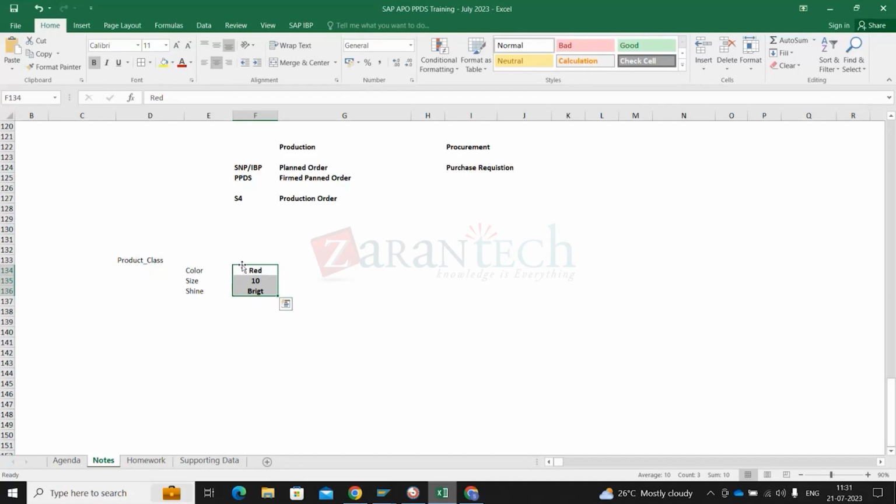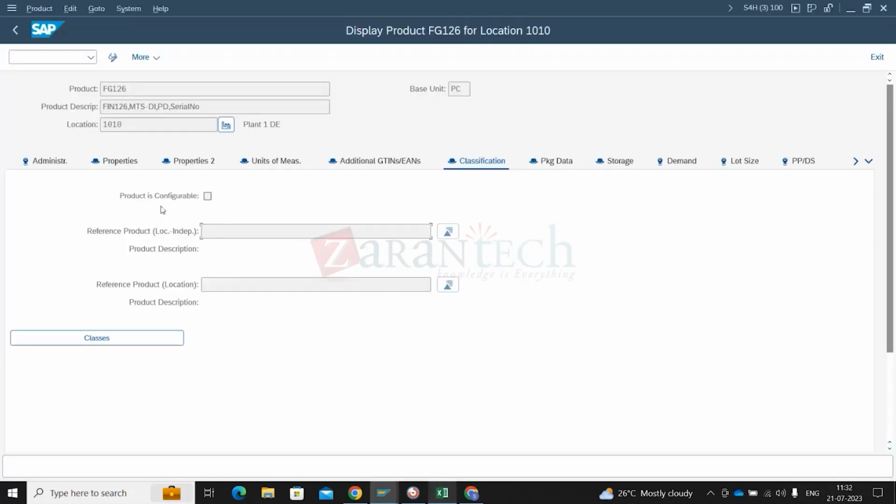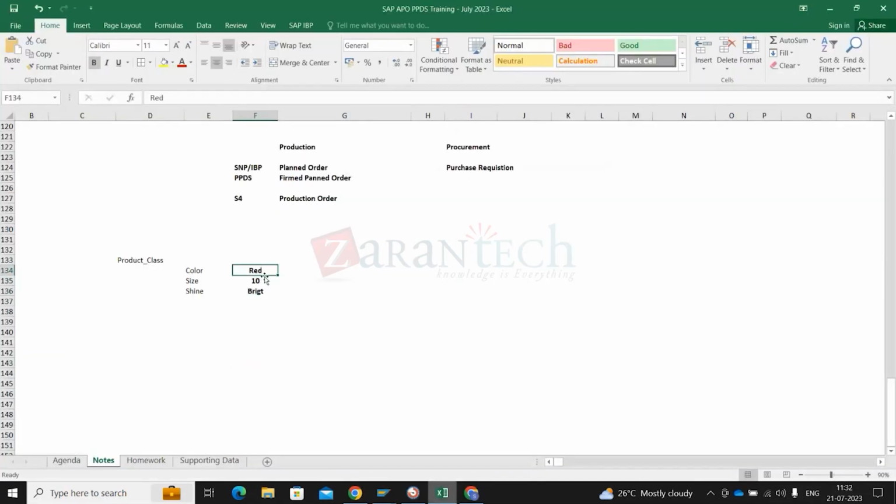Fine. So there can be one single product, but with various types of values possible. What I mean is, if I assign a product class to the product, and I have color as a characteristic, it can have red, blue, yellow. So there could be various values that the product can have, all the possibilities. If it is size, then various sizes, and shine, then various shines. So all these values would be available to the product to be assigned. Now when you put a demand for that product, that demand cannot be for all colors or all sizes.